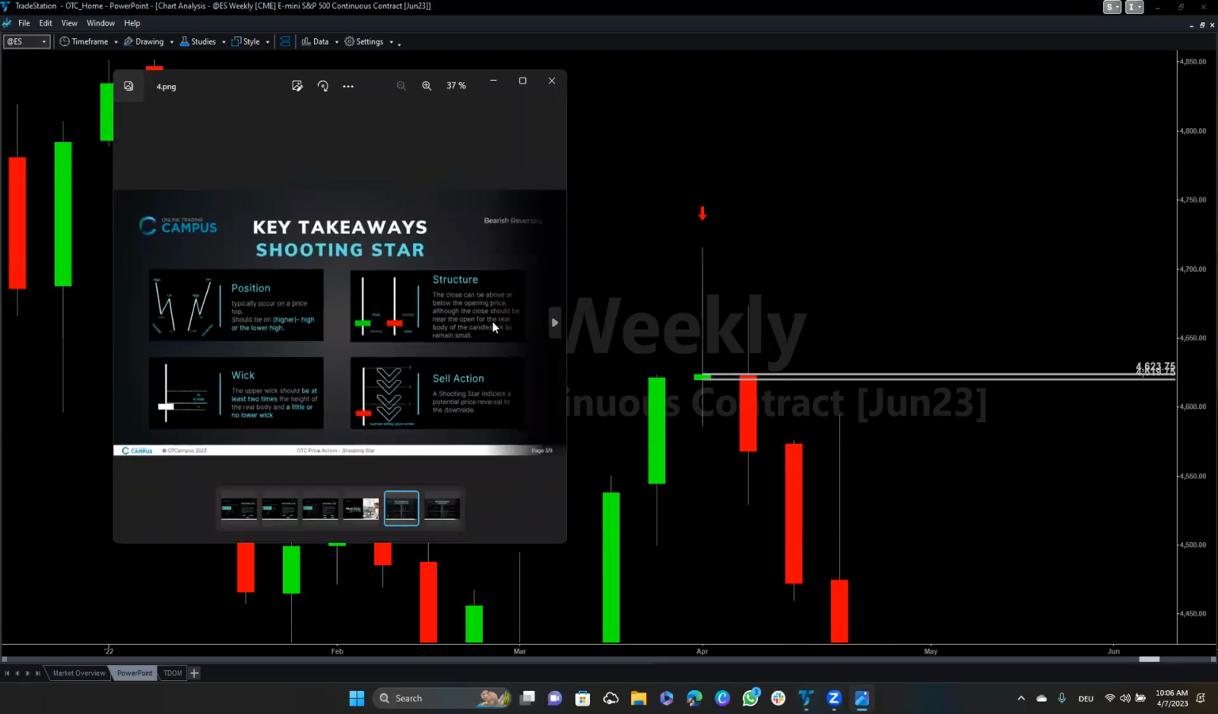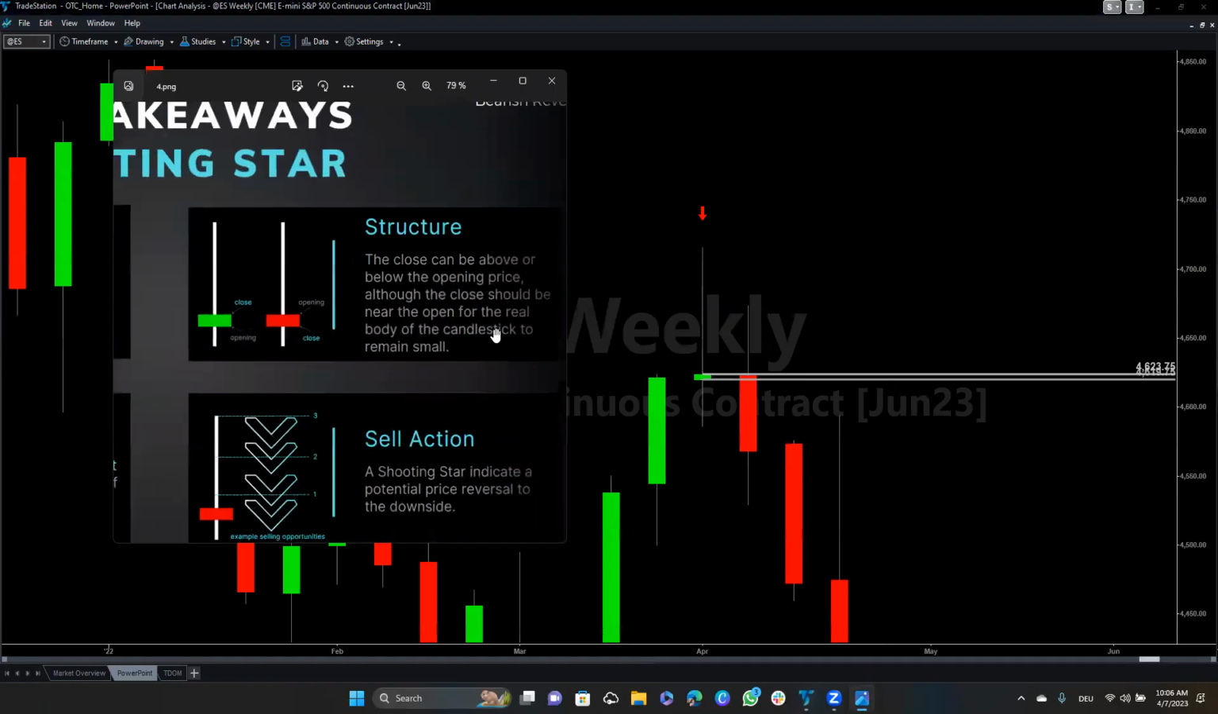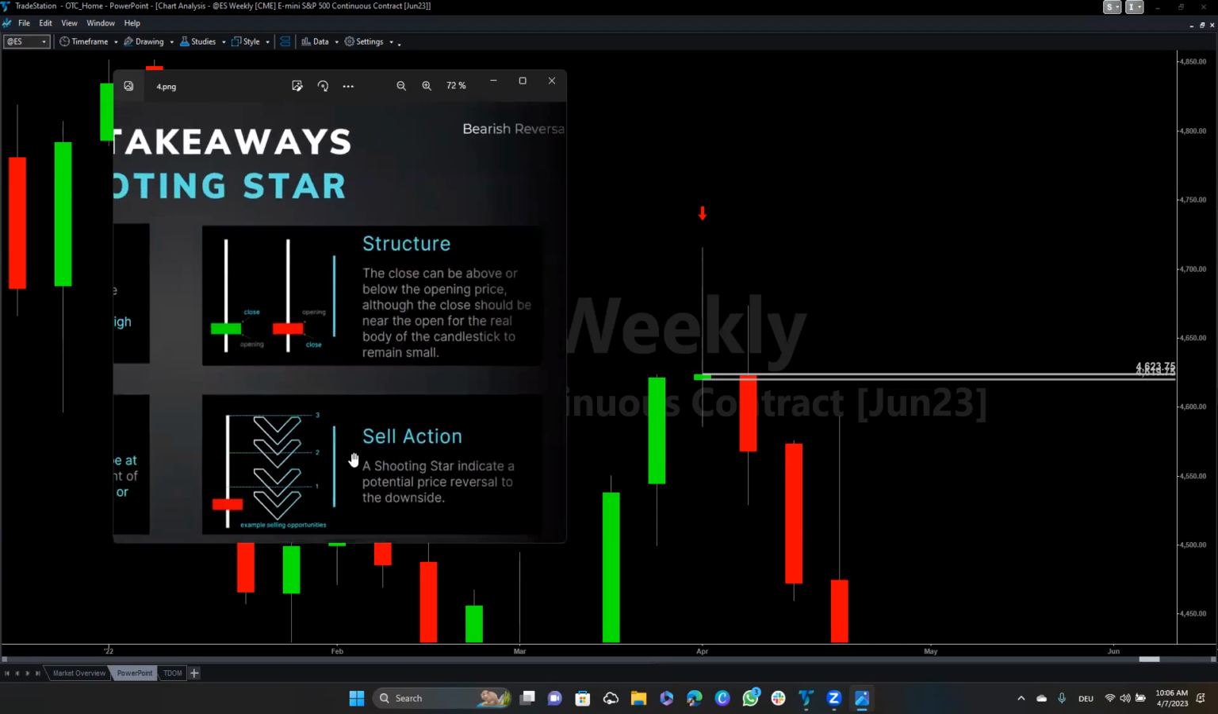Let's open this one again. Number 3 is our structure. Here the close can be above or below the opening price. Also, the close should be near the open for the real body of the candlestick to remain small. We have a green body, that's fine. Look here, example number 1, the body is also near the opening, and low, close to the bottom here on the shooting star. So it looks like a real shooting star. Number 4 is sell action.